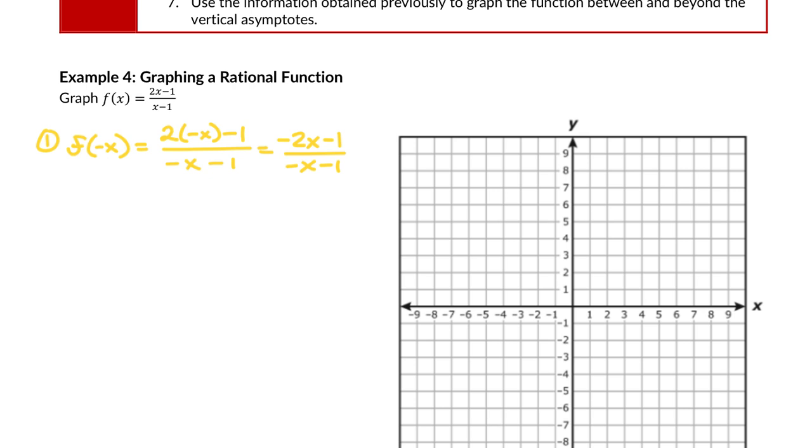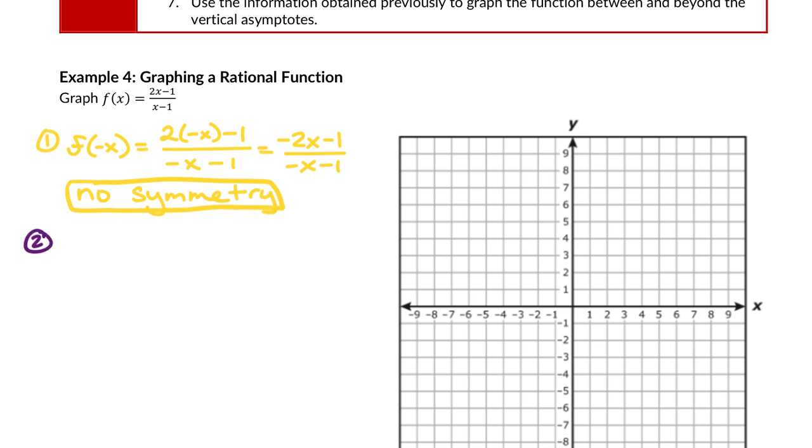Did all of the signs change? No. So there is no symmetry for this graph, which stinks because the symmetry is very easy to use when we're plotting our additional points. So we have no symmetry. So for step 1, that would be our answer. There is no symmetry. Step 2 is to find the y-intercept.